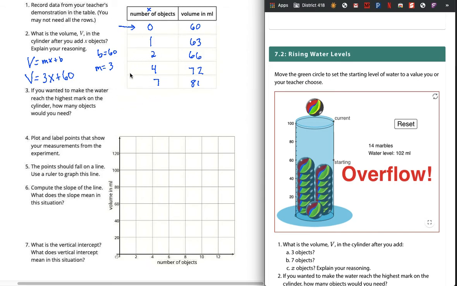All right, and we could have figured that out from using our equation. We could have said, what if I want this to equal 100? 100 equals 3x plus 60, and we could solve that equation. Okay.